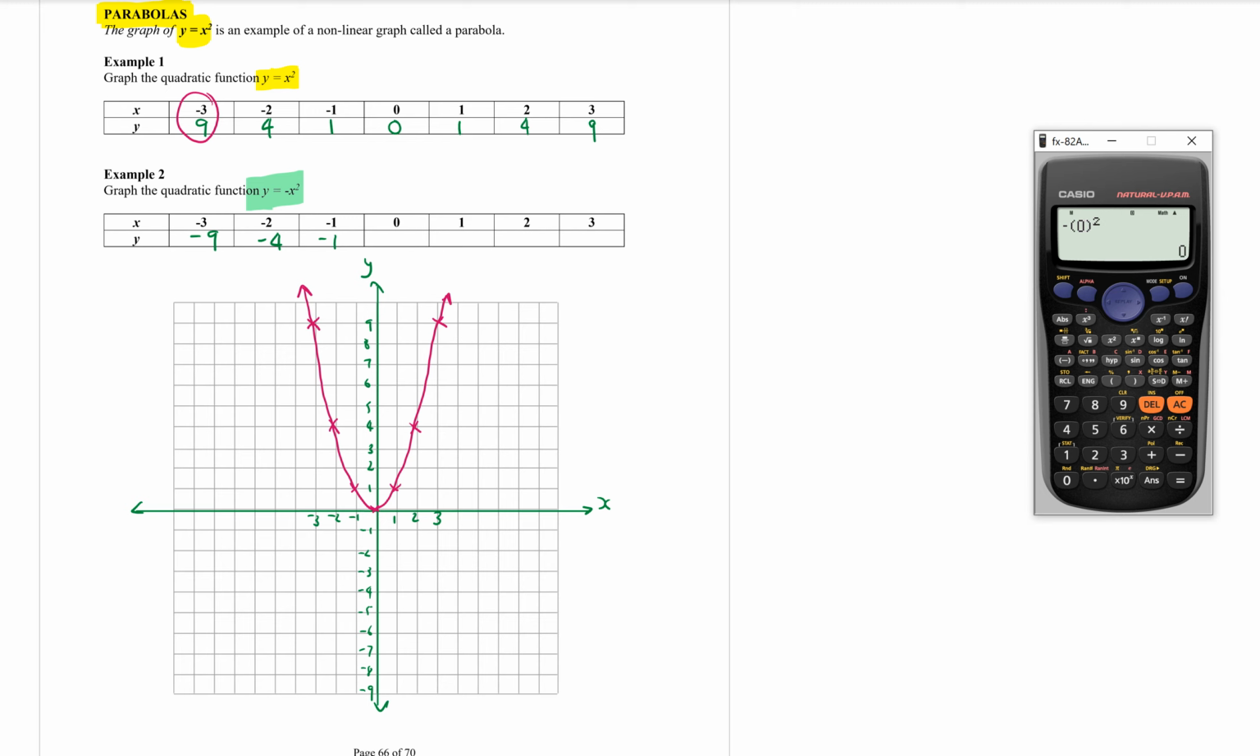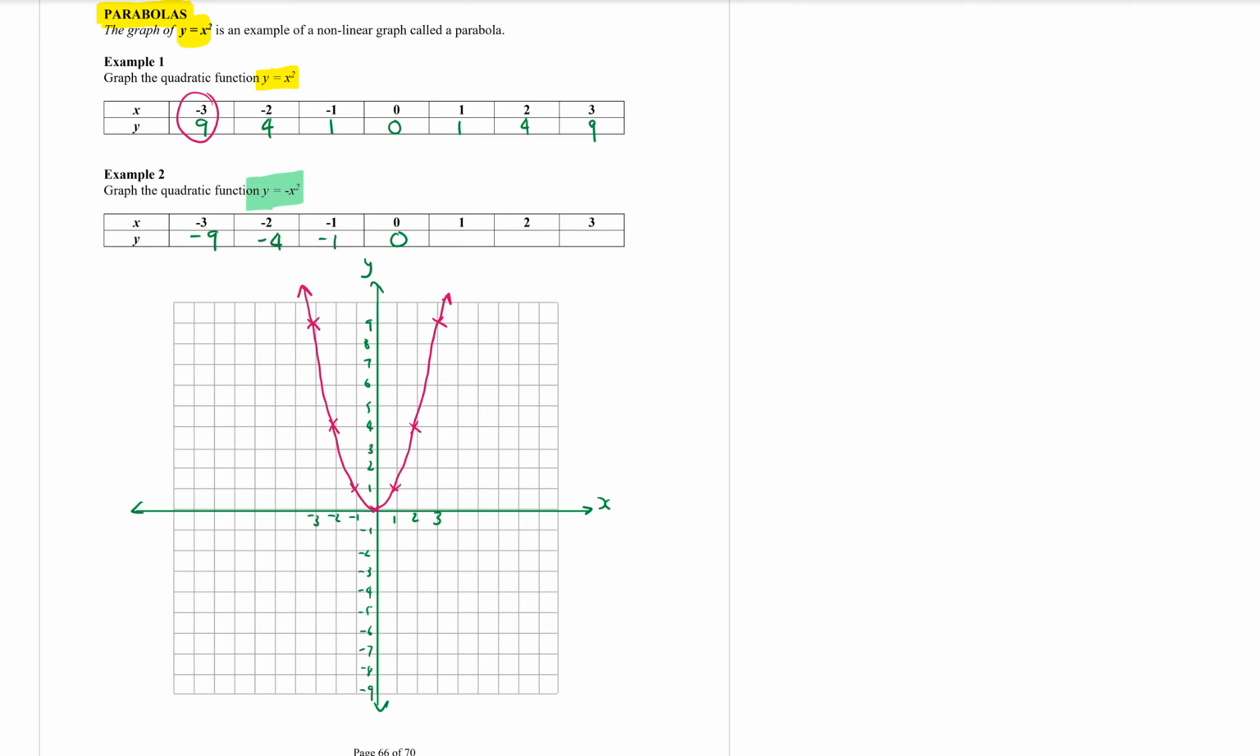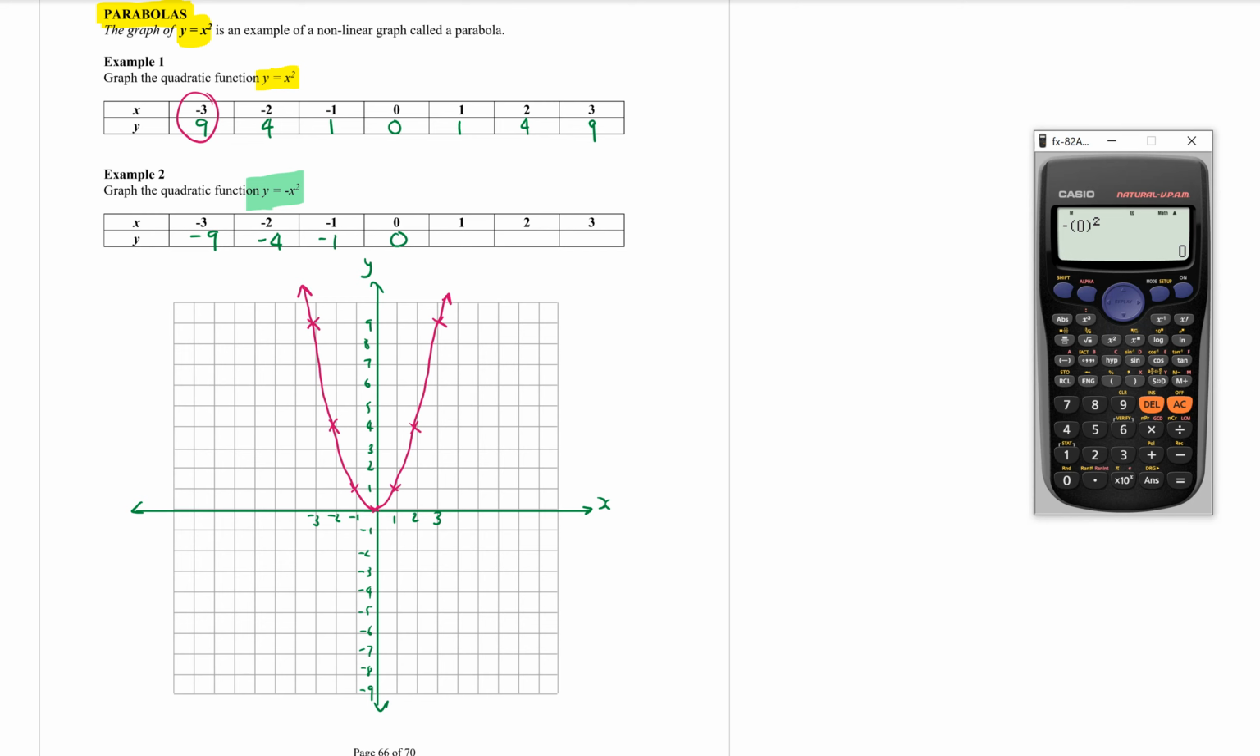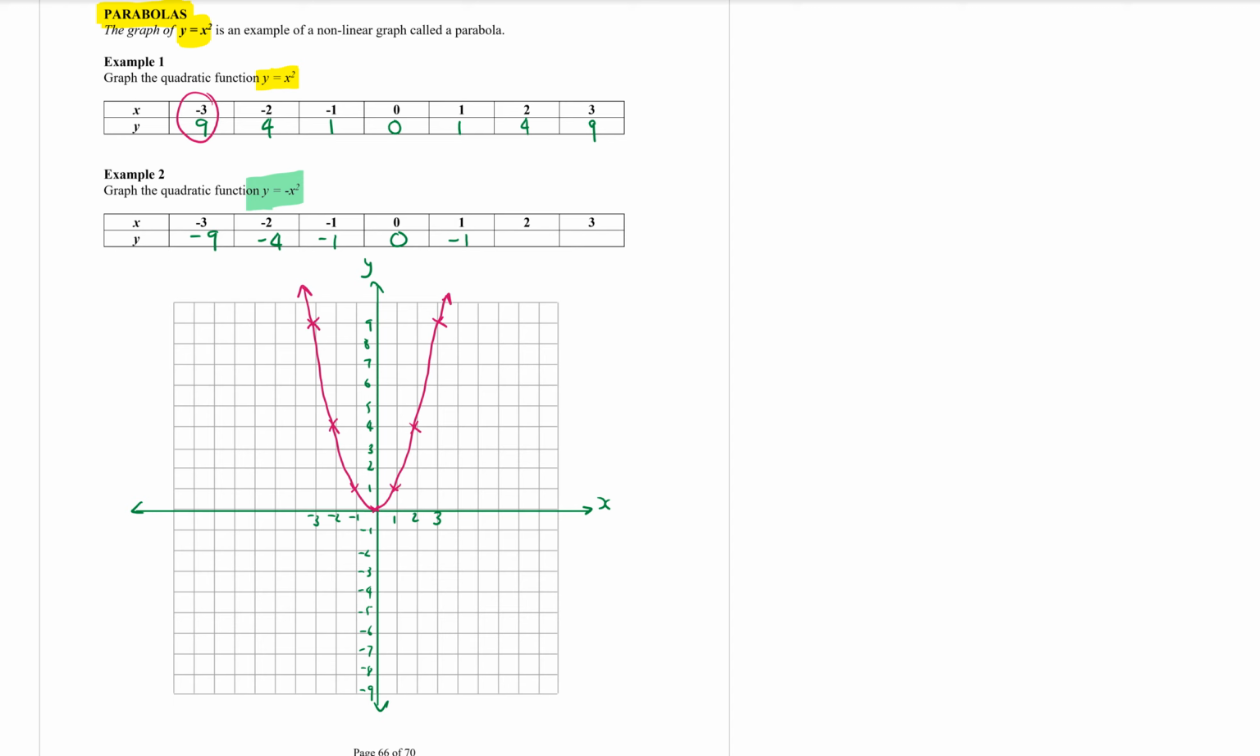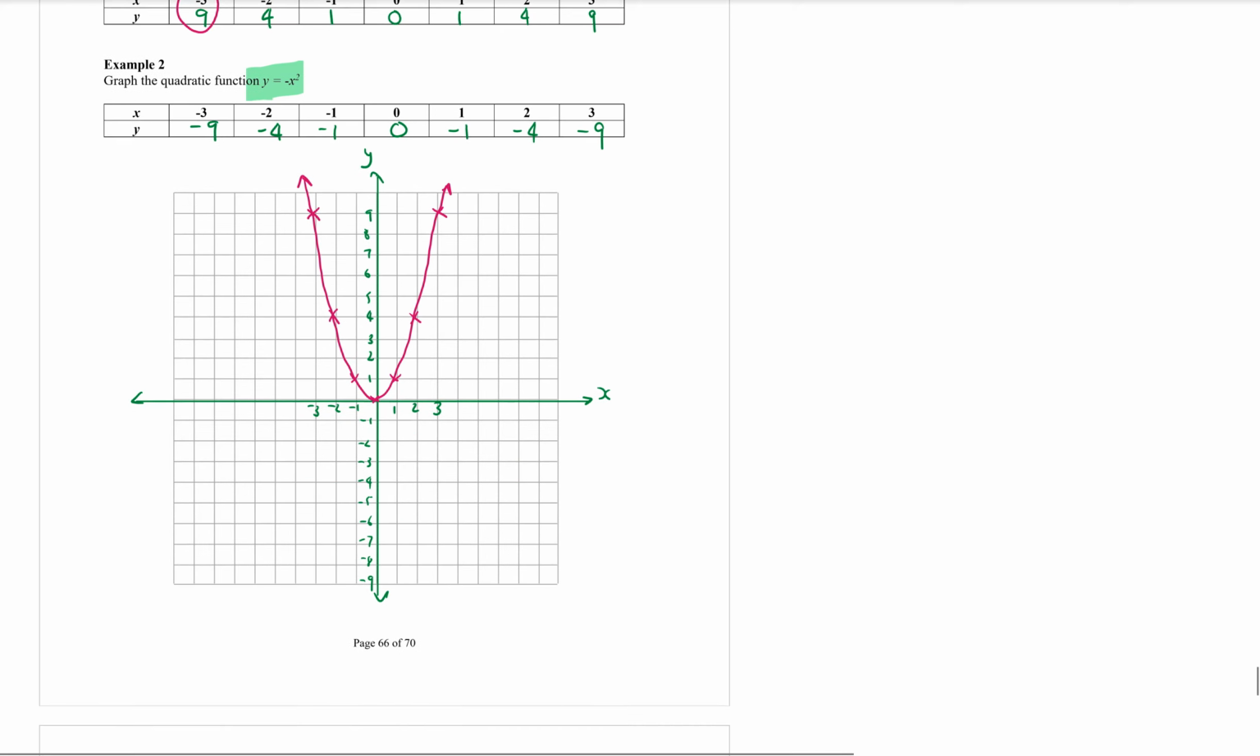So negative, and then 0 squared is 0, and then 1 is going to become a -1. And just to save some time, that's going to be a -4 and a -9. So parabolas, you'll find, are symmetrical. Once you've done half of the values and you start seeing the same numbers come back again, then the pattern is going to continue. So let's sketch that one down on my Cartesian plane.